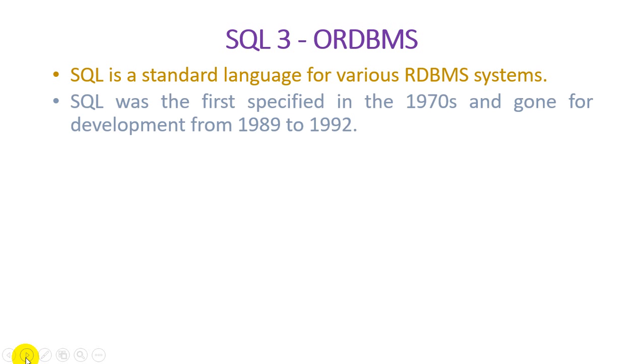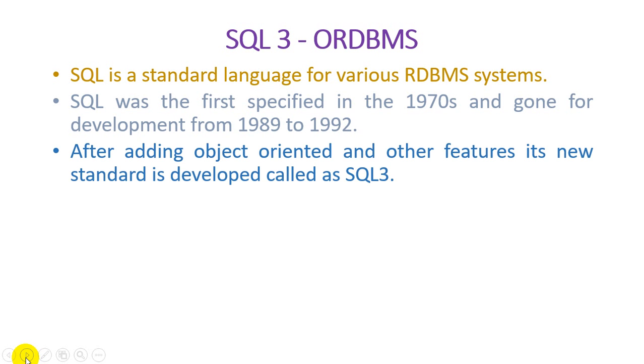SQL was first specified in 1970 and went through development from 1989 to 1992. So as the line says, in 1970 was the introduction of SQL. As per requirements, SQL was under development from 1989 to 1992. After adding object oriented and other features, a new standard was developed called SQL3. In simple SQL, you will not find any object oriented concept.